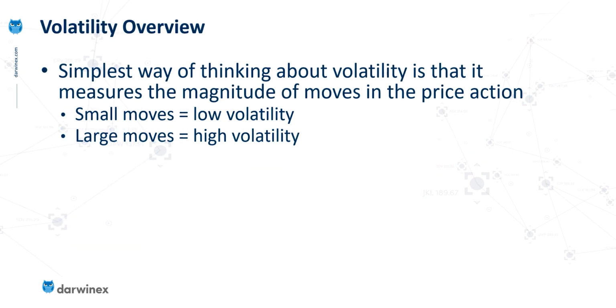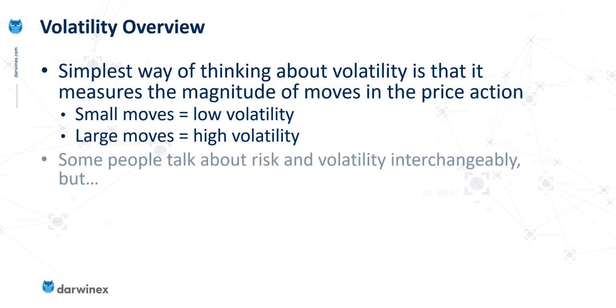volatility. And the simplest way to think about this, in my view, is to think about the magnitude of moves in the price action. And small moves over a set period of time means low volatility, whereas larger moves in the same period of time means high volatility.